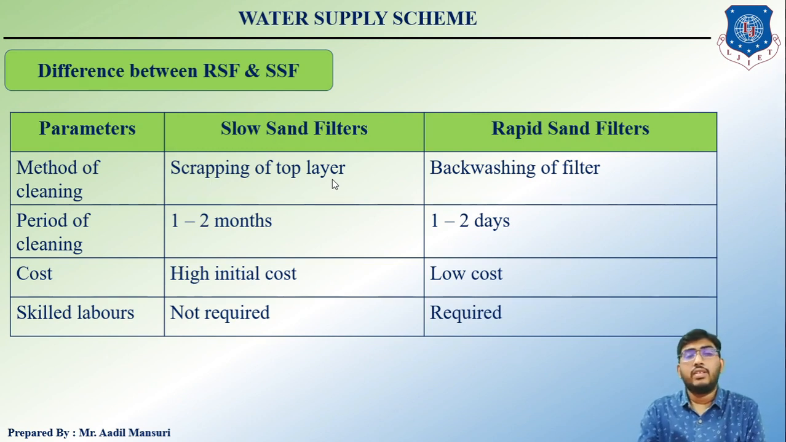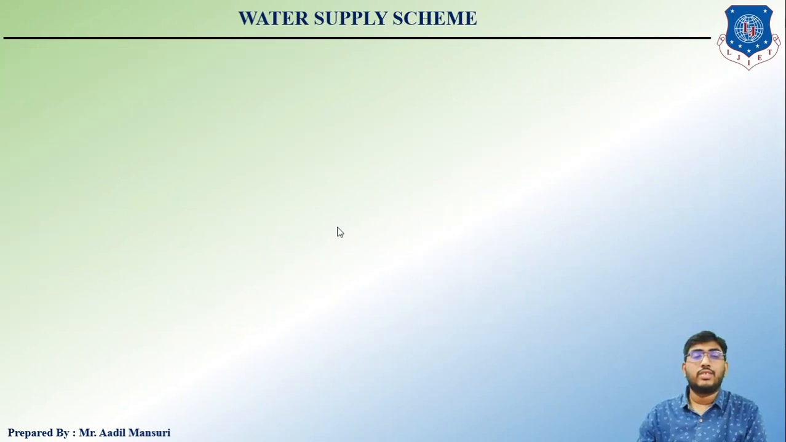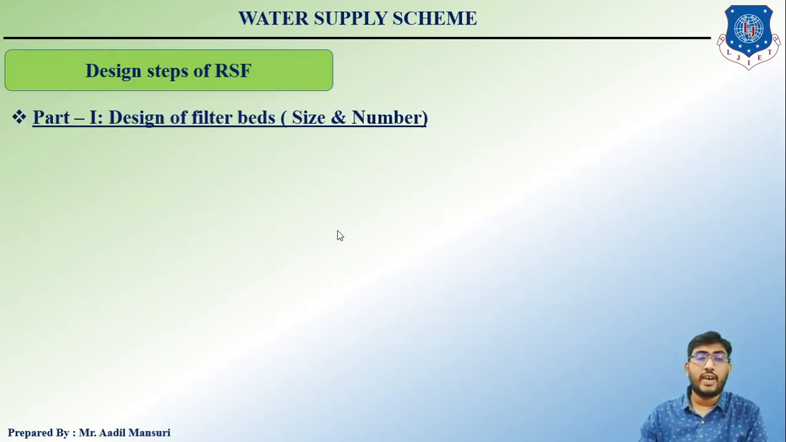Further method of cleaning: in slow sand filter it is scraping of the top layer, and in case of rapid sand filter it is backwashing. Period of cleaning includes 1 to 2 months for slow sand filter, and in case of rapid sand filter it is 1 to 2 days. Then talking about the cost, high initial cost for slow sand filter, and rapid sand filter has low cost, and skilled laborers are not required in case of slow sand filter, but it is required in case of rapid sand filter.